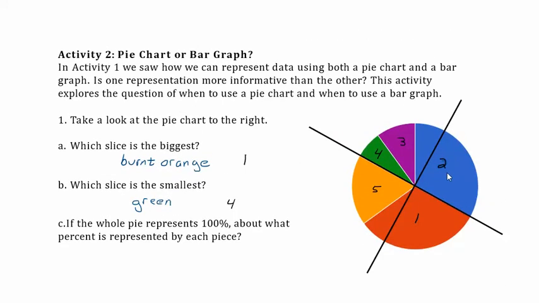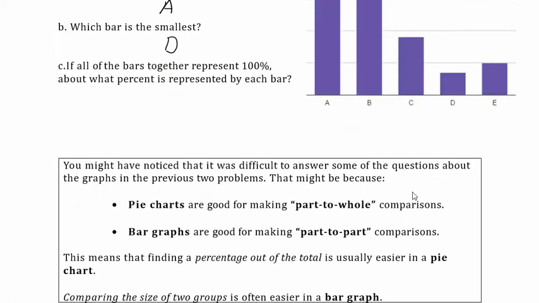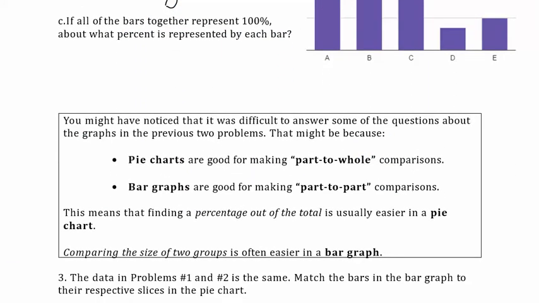In other words, how does this 3 slice compare with the entire circle? As opposed to if I asked how many times bigger is this 3 slice than this 2 slice, that's a little harder to see. That would be easier to see on a bar graph. So with that in mind, finding a percentage out of the total is usually easier with a pie chart, and comparing the size of two groups is often easier in a bar graph.